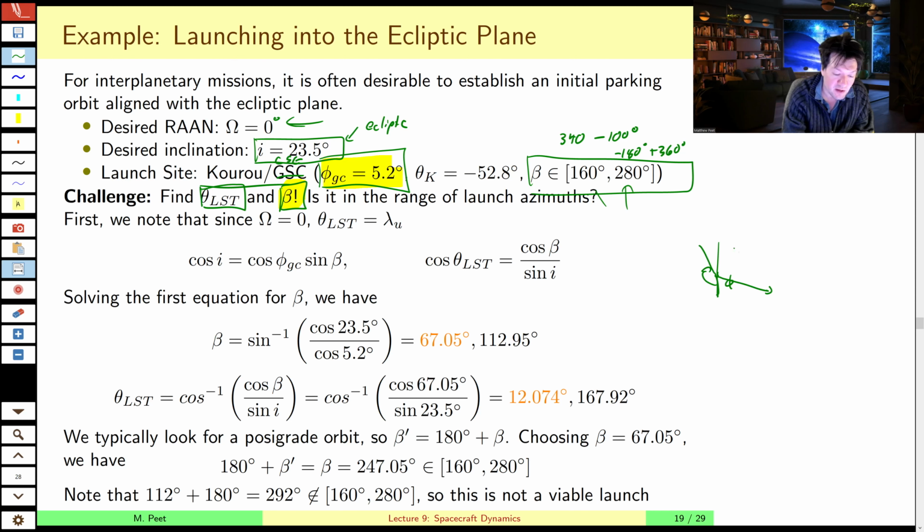Anyway, that's the picture. Obviously, we're going to launch to the east. That makes sense, right? And the question is, can we launch directly into an inclination of 23.5 degrees? So 23.5 degrees, desired inclination. Here, I'll just remember my formula from the previous slide. Actually, there was another formula. I should grab that as well.